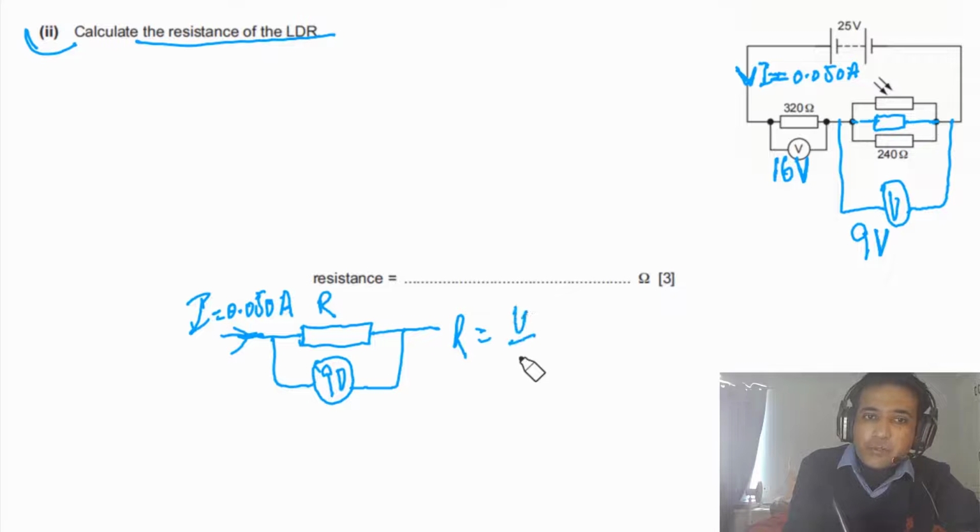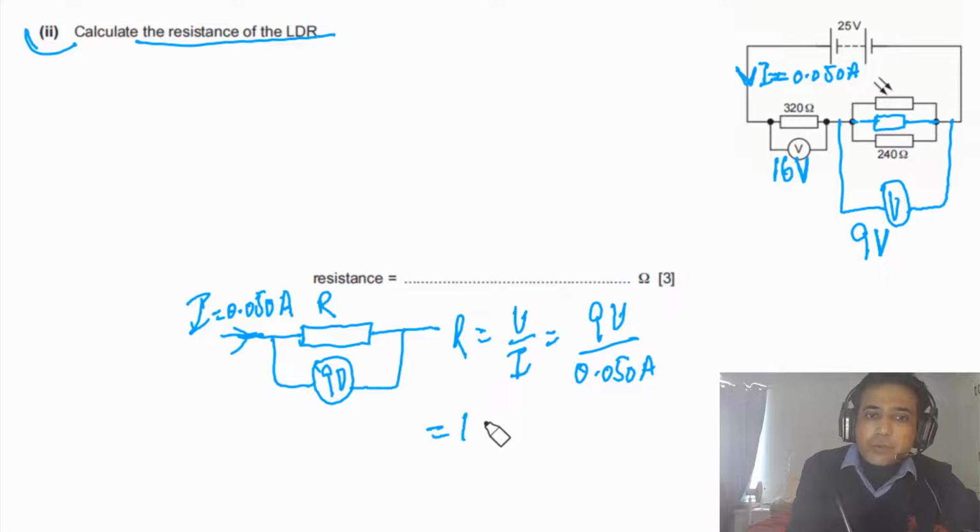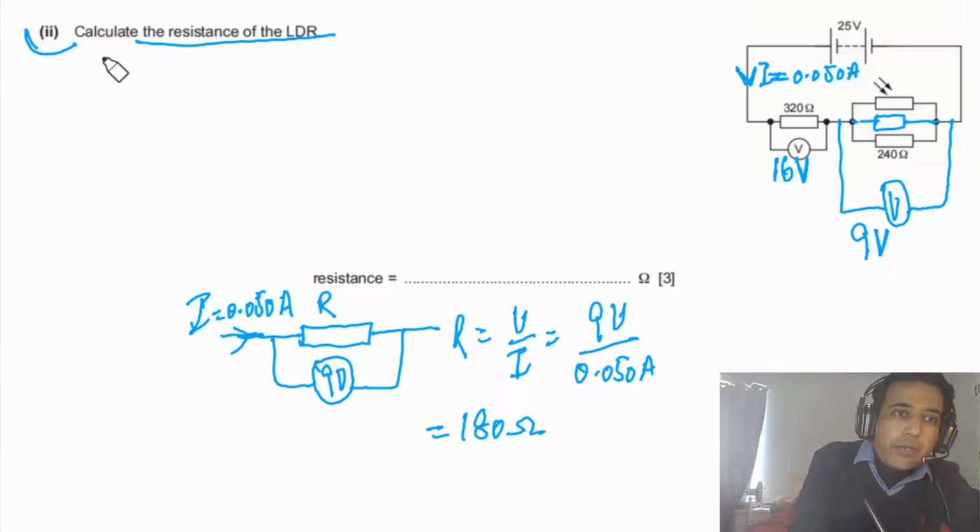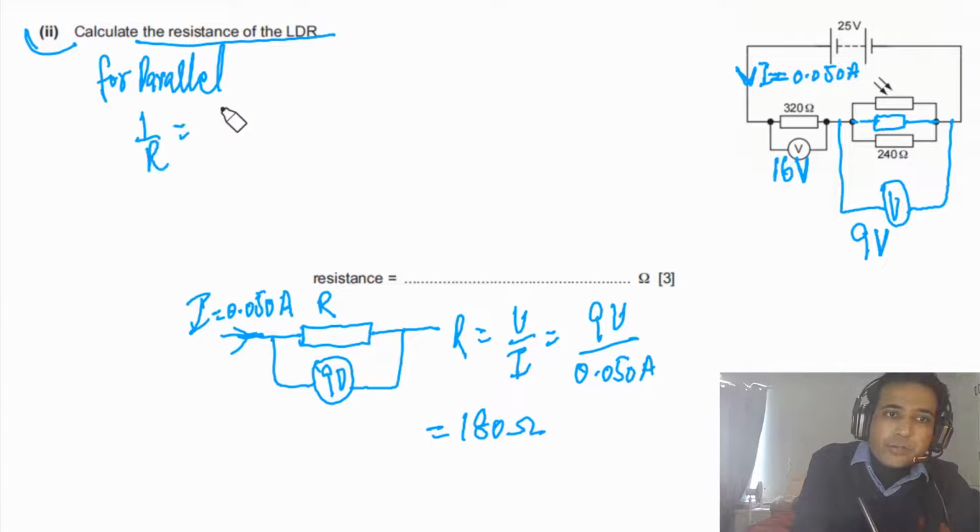R will be equal to V divided by I. The value of V we have is 9 volts and the current is 0.050 amps. If we solve this one, we will get 180 ohms. So we have the total resistance of this parallel combination. So for a parallel combination, we can simply say 1 over R will be equal to 1 over 240 plus 1 over the resistance of the LDR.